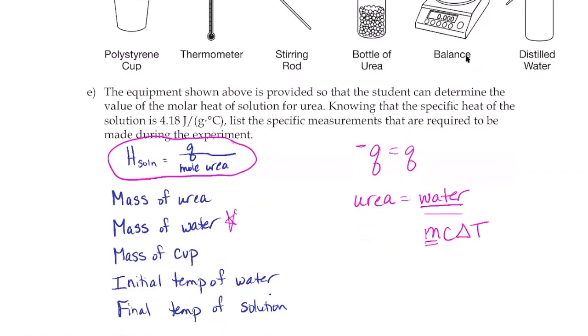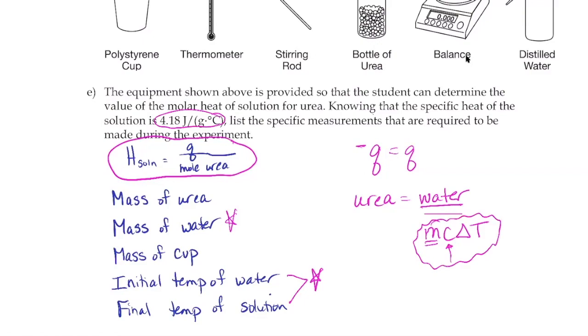It tells you in the problem, you know the C value for the solution once you put the urea in. So you know that this C value right here is 4.184. You could use the thermometer that you are provided with to find the initial temperature of the water and the final temperature of the solution once you've put the urea in and you dissolve it. So we would definitely need both of those numbers in order to get all the variables on this side of our equation.